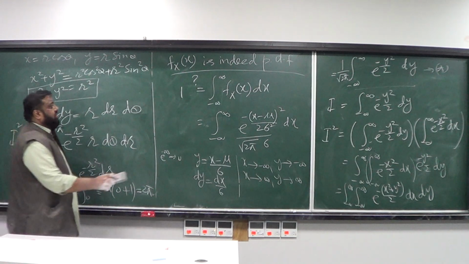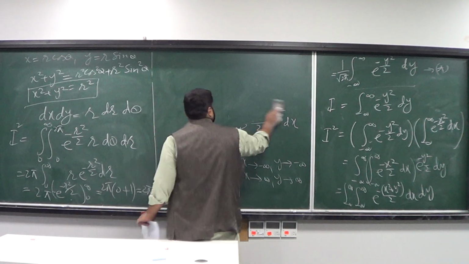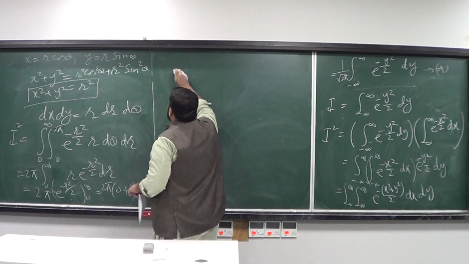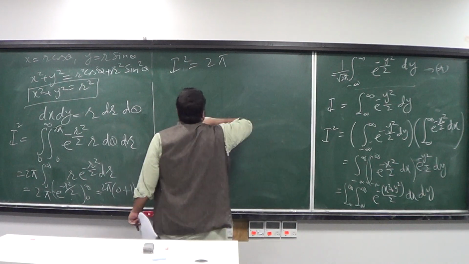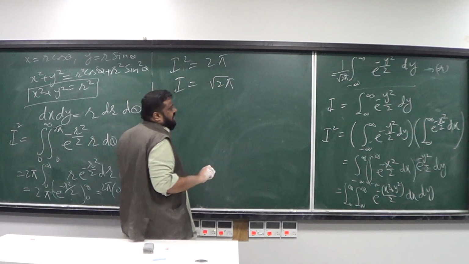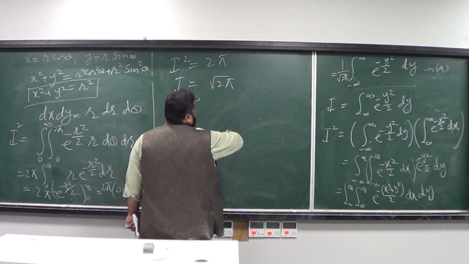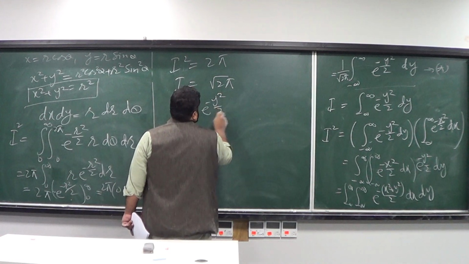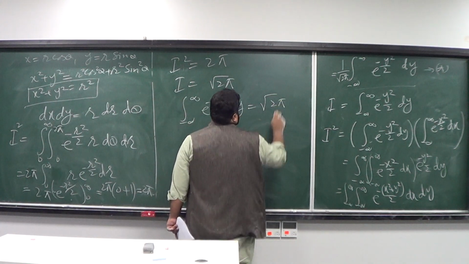ठीक है. So what finally you get, so you get this I square equal to 2 pi. So what will be I, the I is going to be square root of 2 pi? और I क्या थी? I is really your integral from minus infinity to infinity. ठीक है. E to the minus y square by 2 and dy, so it turns out to be equal to square root of 2 pi.